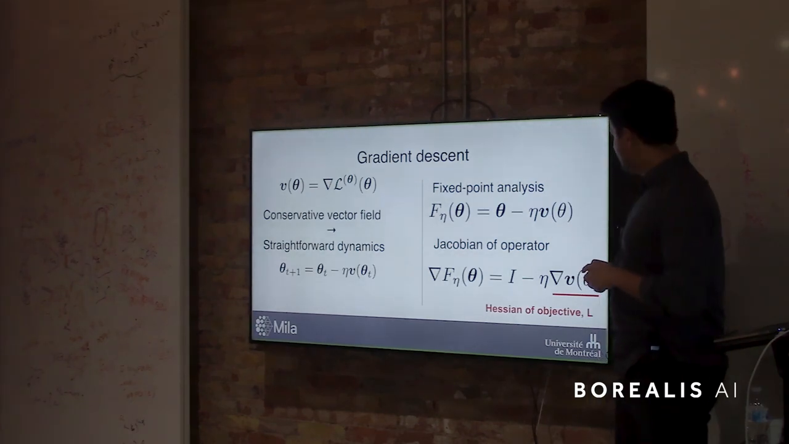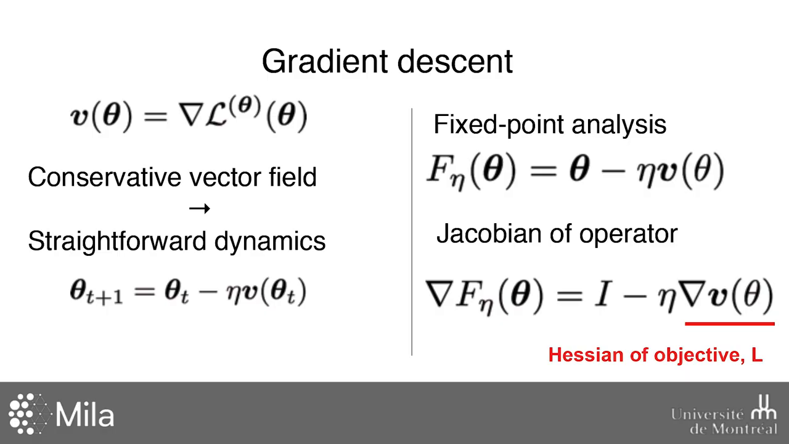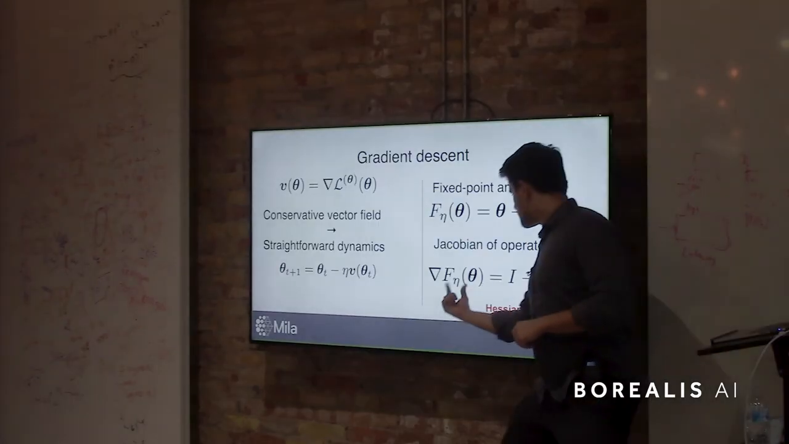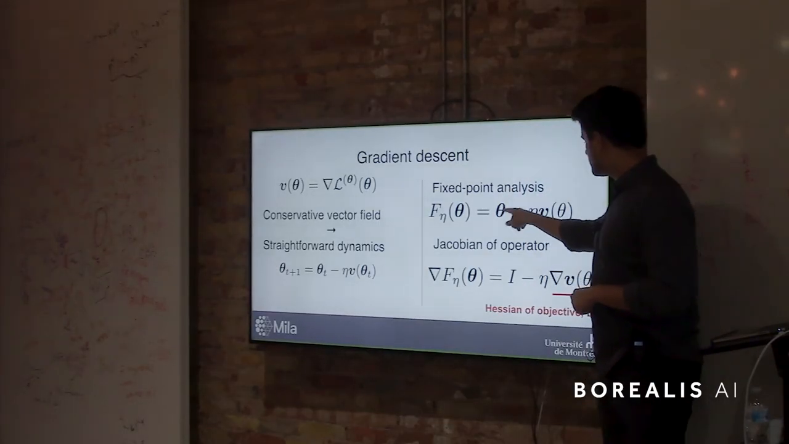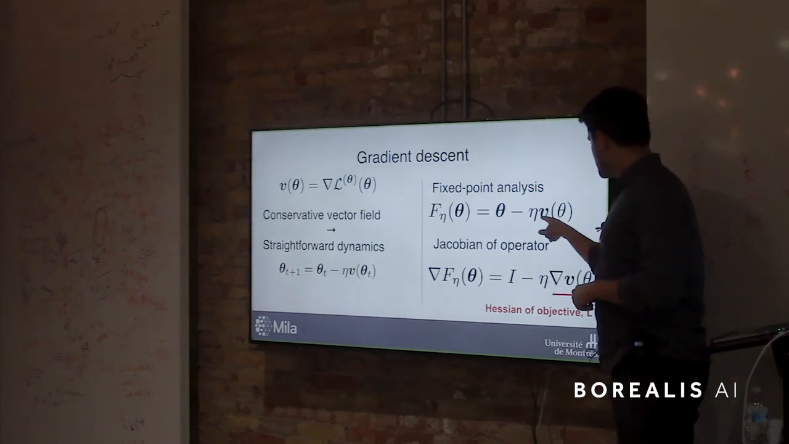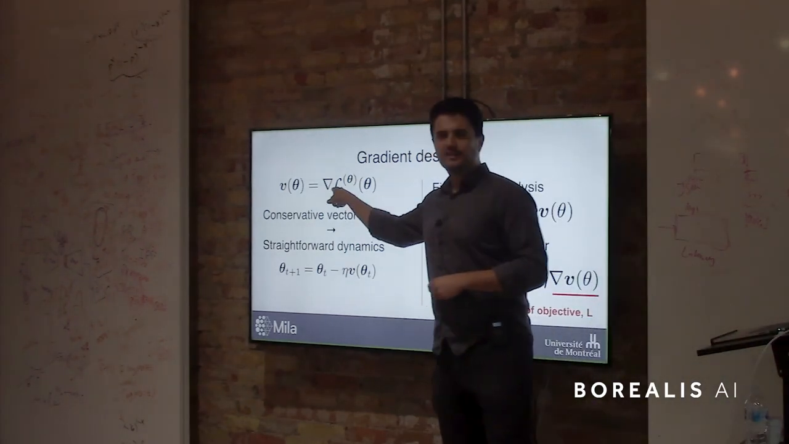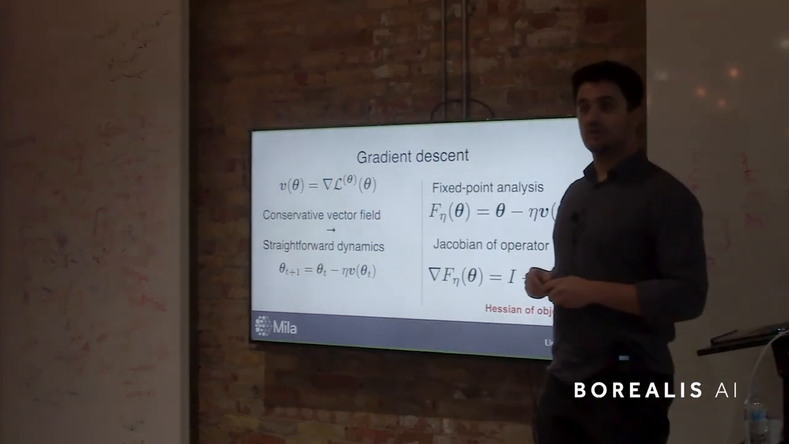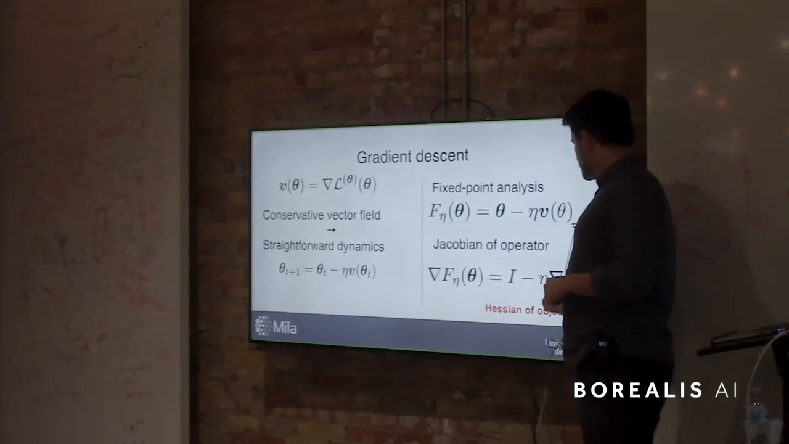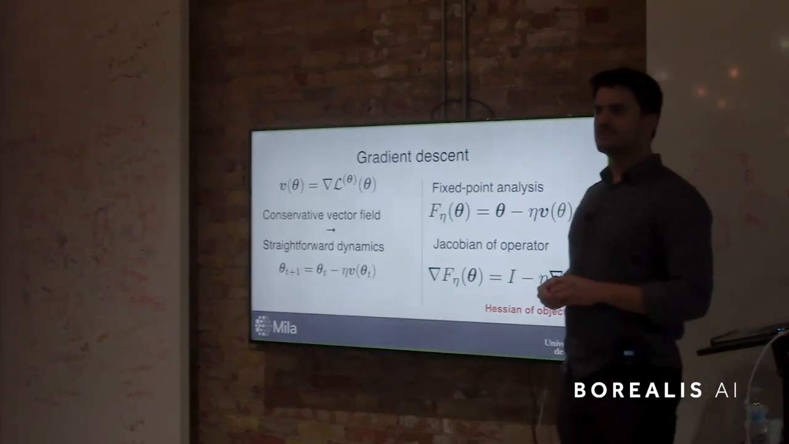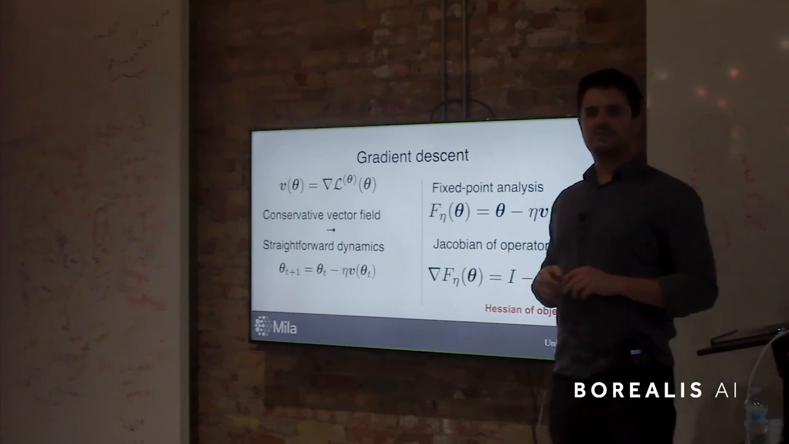Okay, and then we can look at the Jacobian of the operator. What is the Jacobian of the operator? We take the operator and we take its gradient with respect to theta. So this is the Jacobian of the operator. Gradient of theta with respect to theta is identity. Gradient of v of theta, we can denote it like that. But remember that v of theta is already defined as the gradient. So this is a second derivative we're taking. So now this is a Hessian. In optimization, this is a Hessian.